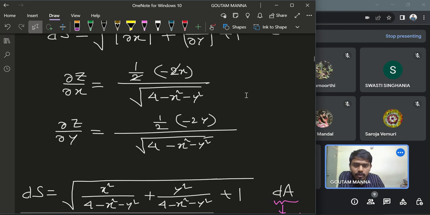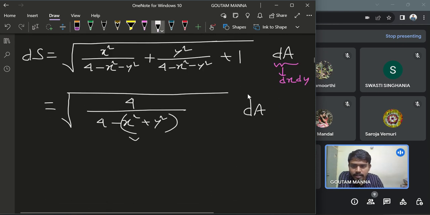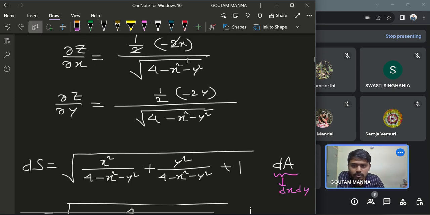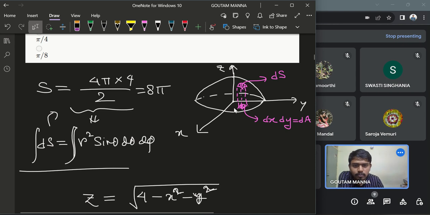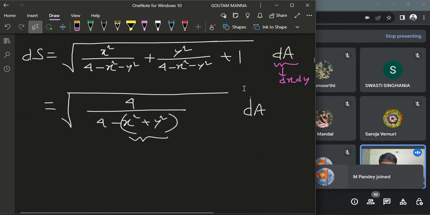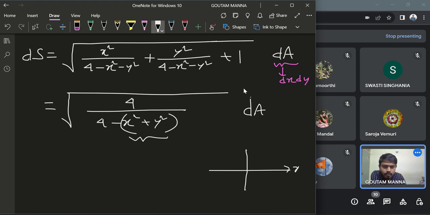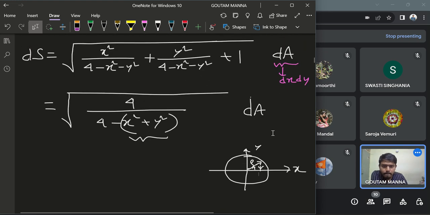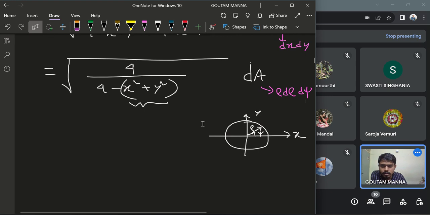But we can see that terms like x square plus y square are coming, so we should better change our coordinates to plane polar coordinates in this xy plane. Let me call this rho, and this angle psi. Then the area element in plane polar coordinates will be rho d rho d psi, and x square plus y square we replace with rho square.